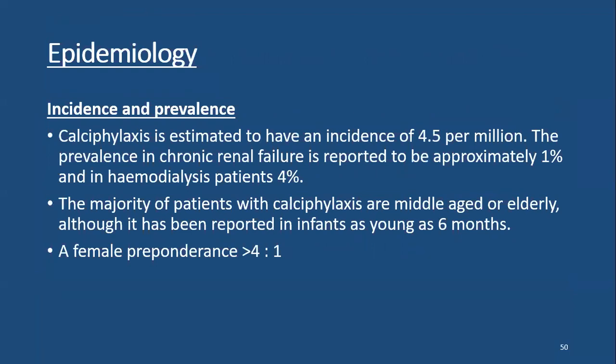Incidence and prevalence. Calciphylaxis is estimated to have an incidence of 4.5 per million. The prevalence in chronic renal failure is reported to be approximately 1%, and in hemodialysis, 4%. The majority of patients with calciphylaxis are middle-aged or elderly, although it is reported in infants as young as 6 months. Female to male predominance is 4:1.